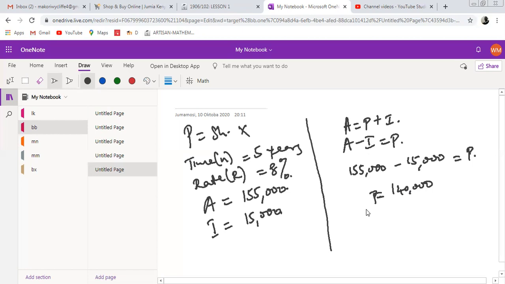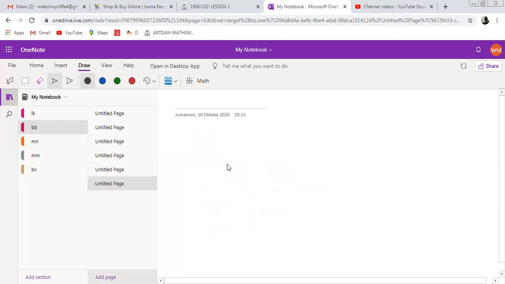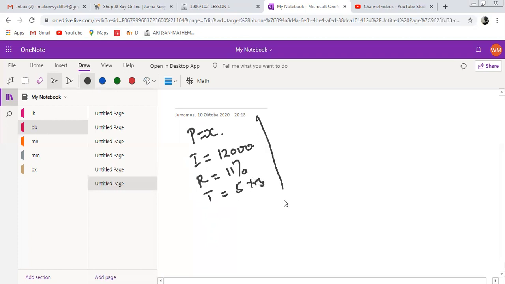Think of a case now. Let us have another example whereby you are told a person borrowed a principal which is actually X shillings, and now you are told the interest the person paid for this amount of money is going to be maybe 12,000. Then you are told that the rate is 11% and the time is maybe 5 years. Now you are asked to calculate the principal.